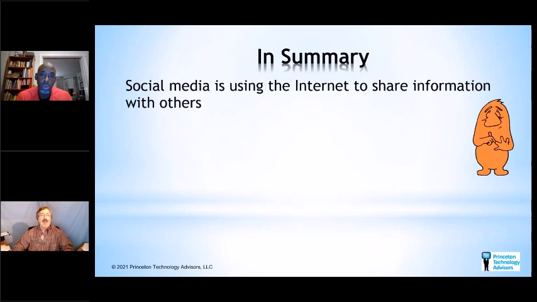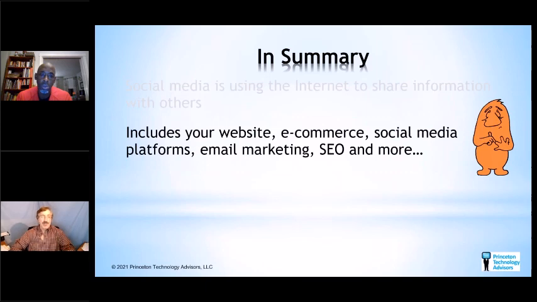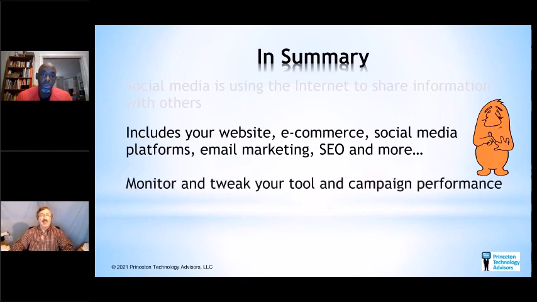So as we sum up, social media is using the internet to share information with other people. And it certainly includes your website. I think that's really most important. You must have a website. If you're doing e-commerce, if you're on social media platforms, if you're doing email marketing, search engine optimization, and more, it includes all these different things. Remember that spoke and hub diagram with all those different channels. So that was the communication channels that we mentioned a little bit earlier.